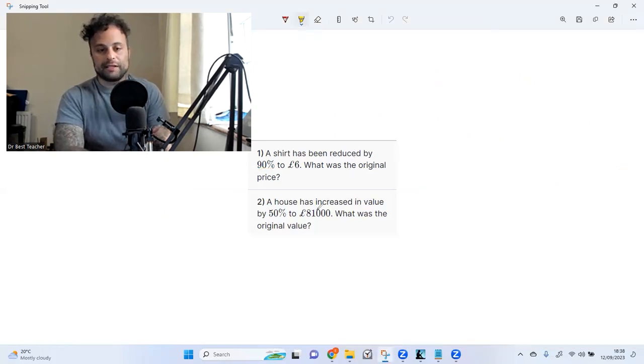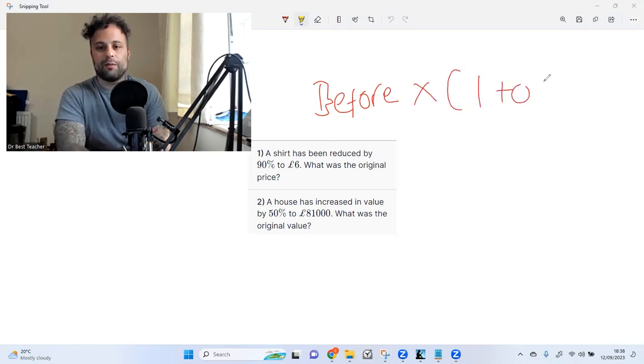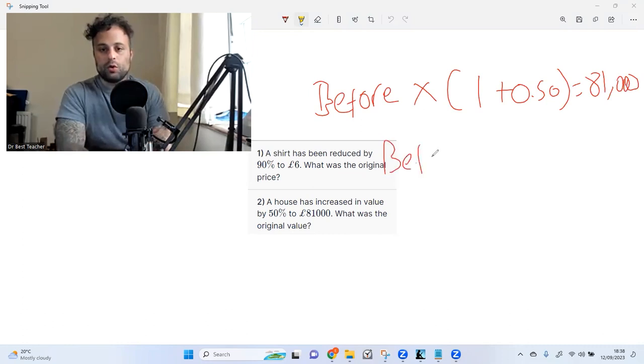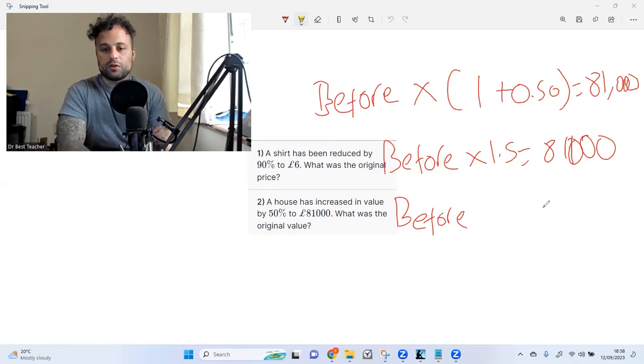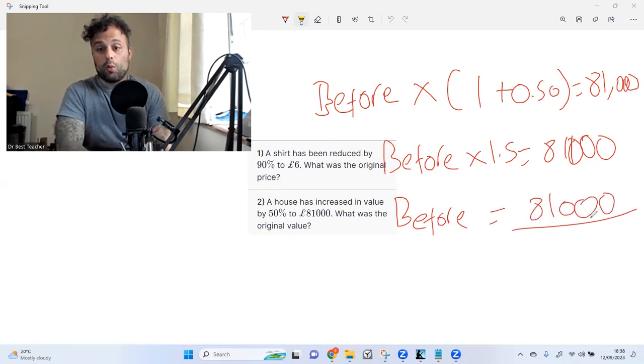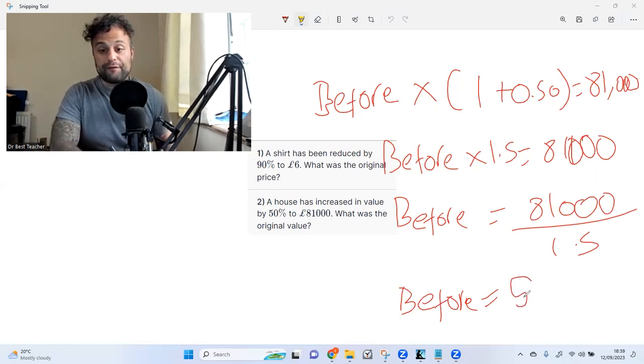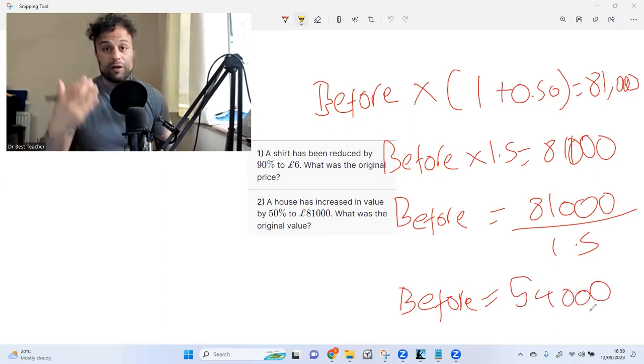So now I'm going to go with an increase. Increase is generally the same. You've got a before value, and I don't know what the before value is. A house increased by 50%. So times by bracket 1 plus 50%, which is 0.50 or 0.5, and that will give me 81,000. So the before price times 1.5 equals 81,000. And then the before price would be equal to 81,000 divided by 1.5. And that gives me an answer of 54,000. So that is the correct way of doing this.